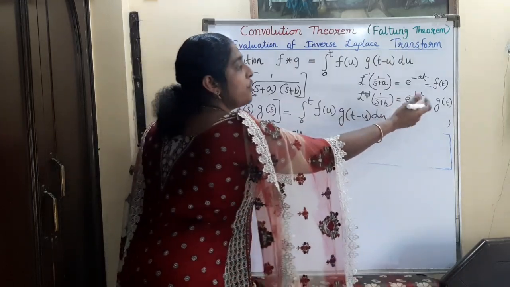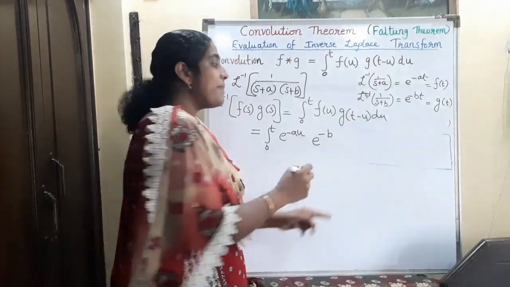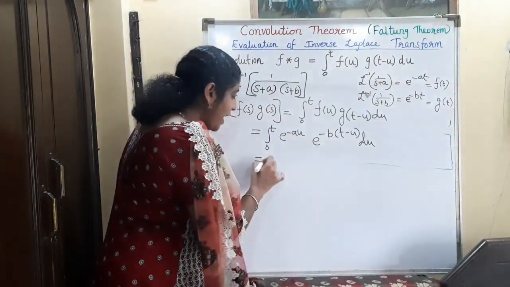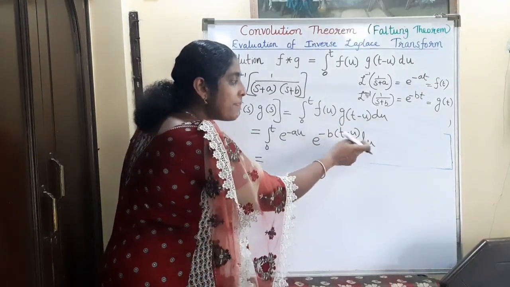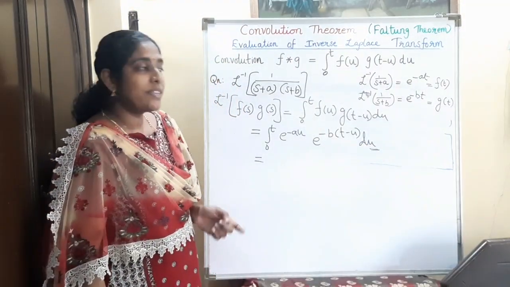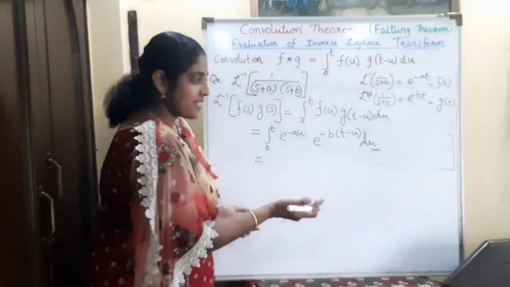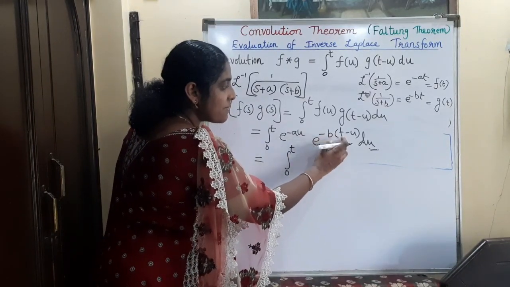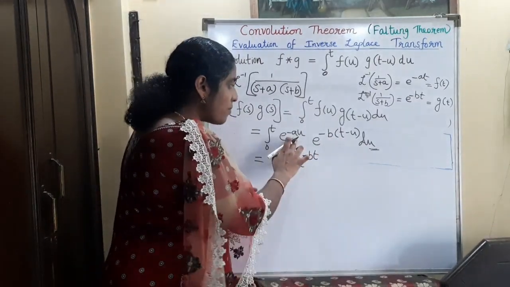G of t minus u. G of t is e raised to minus bt. So convert that t into t minus u, e raised to minus b times (t minus u) du. Okay, now we have to be very careful. The integration is not with respect to t. We have already flipped the t parameter to u. So the integration we have to do is with respect to u. So what will be this integration? E raised to minus bt is a constant term there, so we can take it outside the integral 0 to t. Then the remaining is e raised to minus au here.